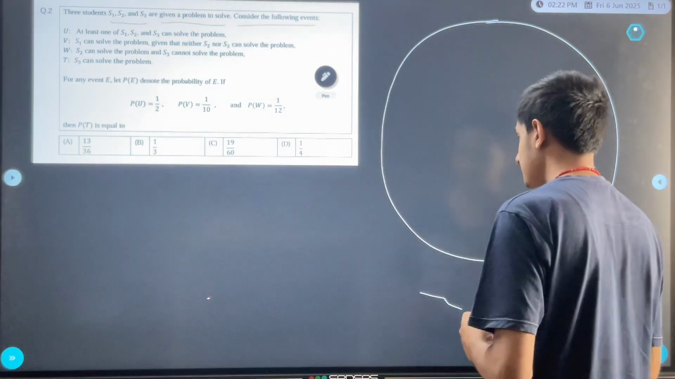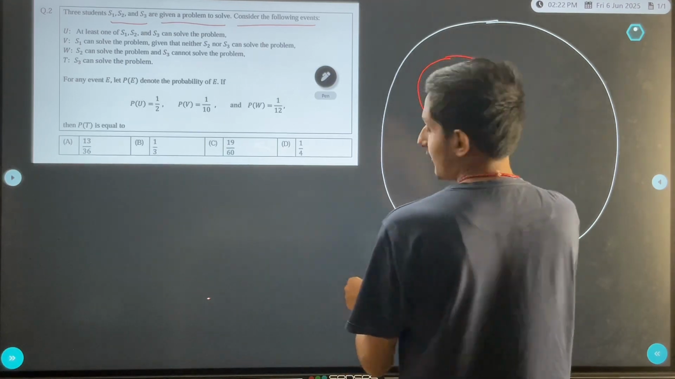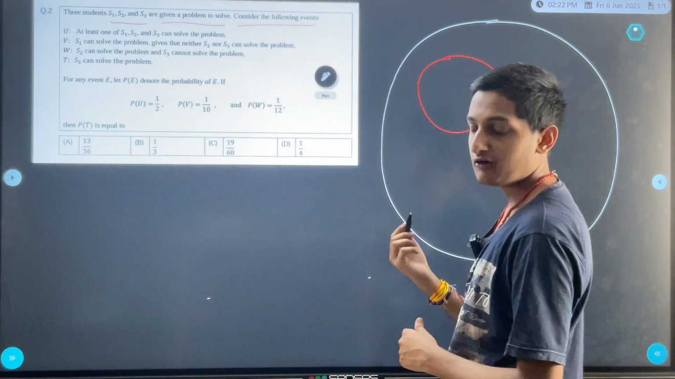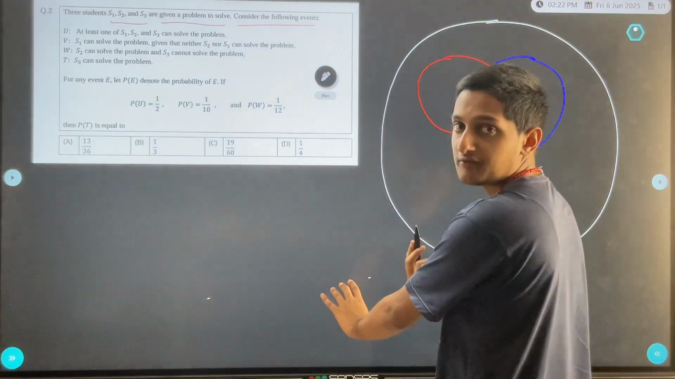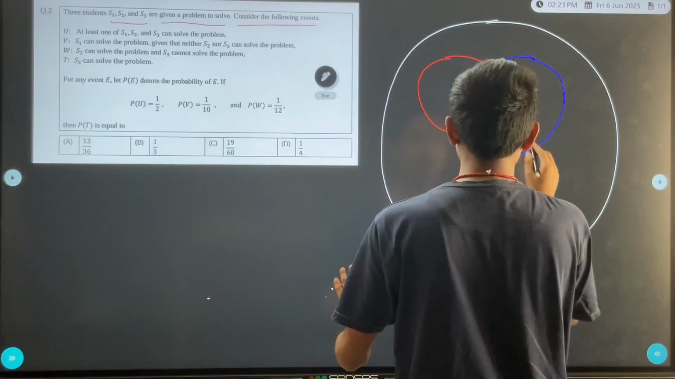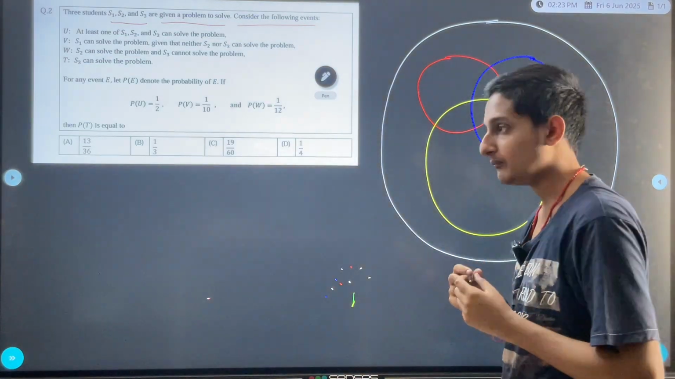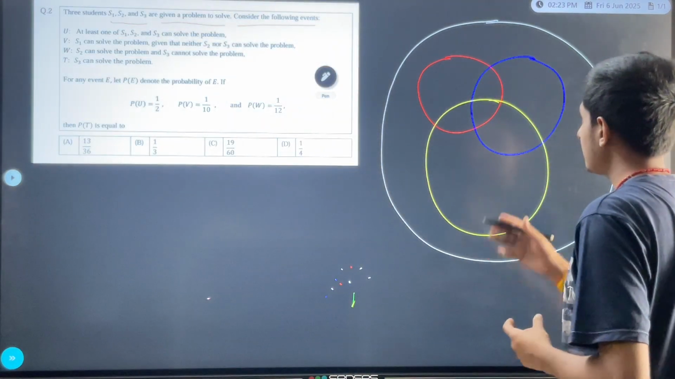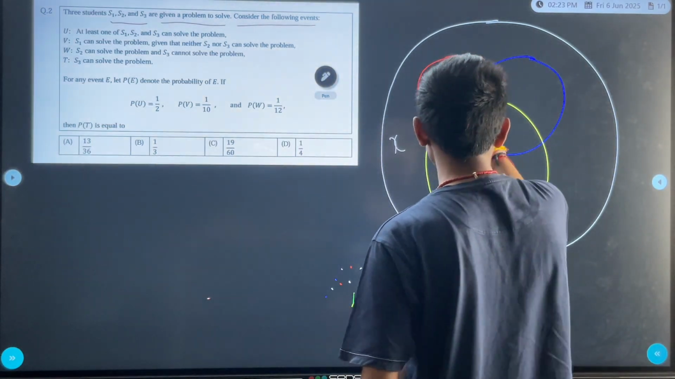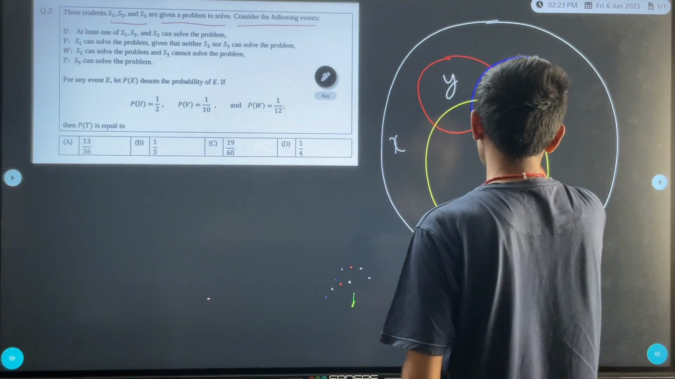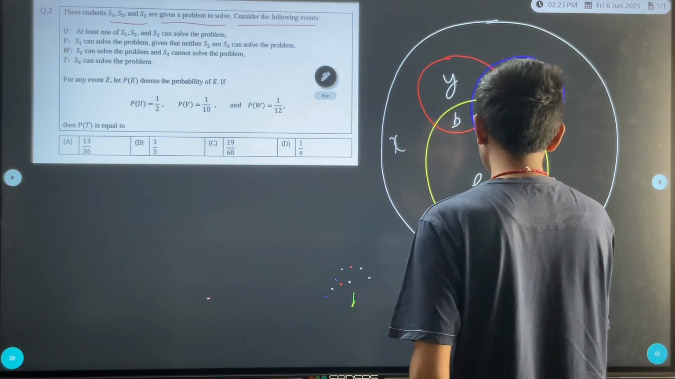the problem. Alright, the red region represents the space where S1 can solve the problem. The blue region represents the space where S2 can solve the problem, and the yellow region represents the space where S3 can solve the problem. Alright, let's mark some of these regions. So the outer region I'll mark as X, this is Y, Z, A, B, C, D and E.